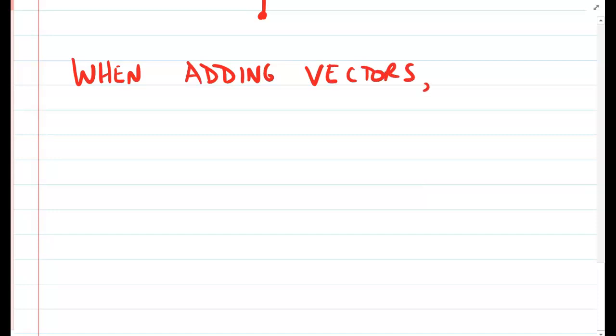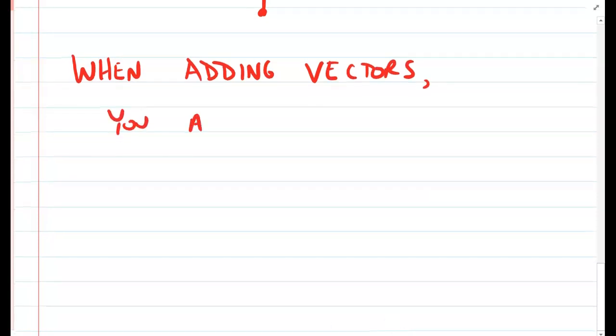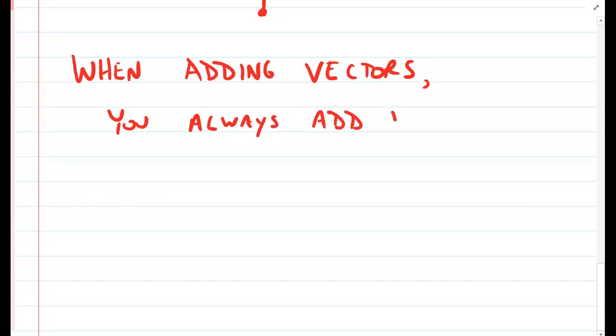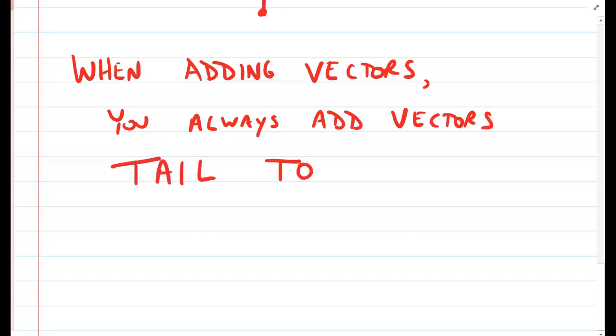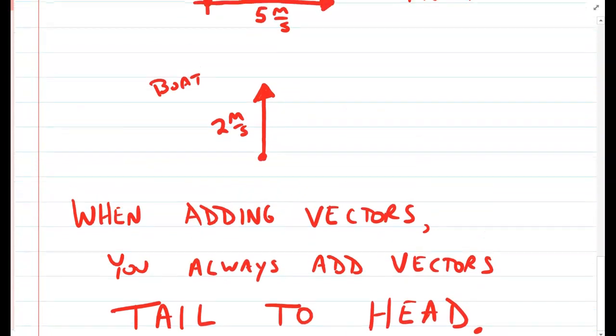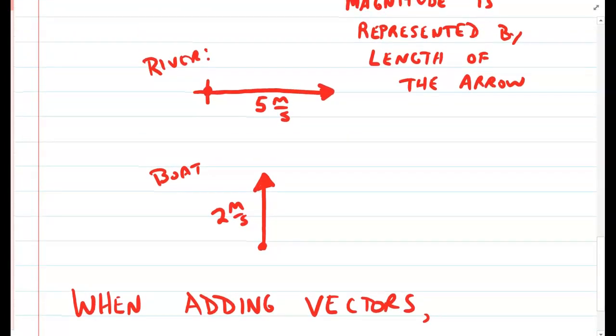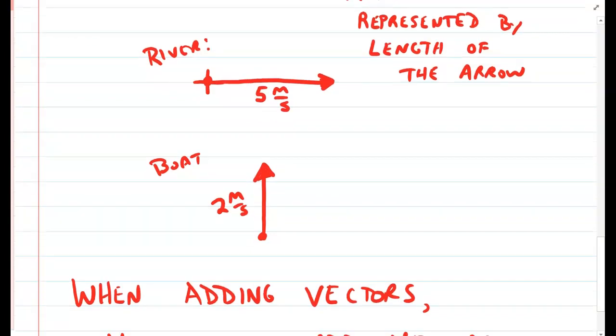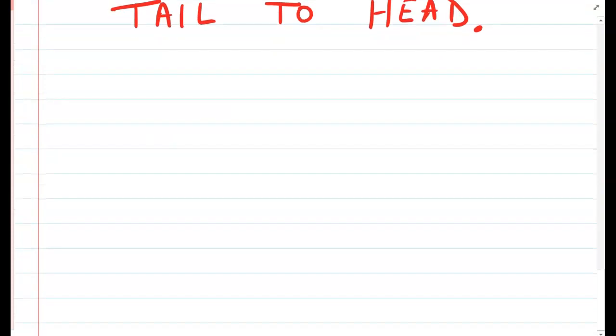When adding vectors, you always add vectors tail to head. What does that mean? Well, you see how we just drew these two vectors here? What I'm going to do is put the tail of the boat vector at the head of the river vector. So let me show you what I mean by that.